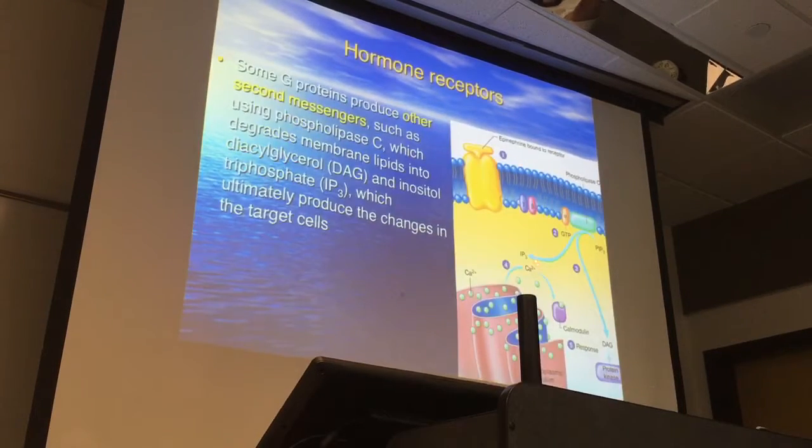Okay? Or IP3 can be its second messenger, and IP3 is going to cause the release of calcium ions from the endoplasmic reticulum, got muscle on the brain. Release calcium ions, and the calcium ions are going to bind calmodulin, and calmodulin's going to produce the response. Oftentimes, this is in a smooth muscle cell. Not always.